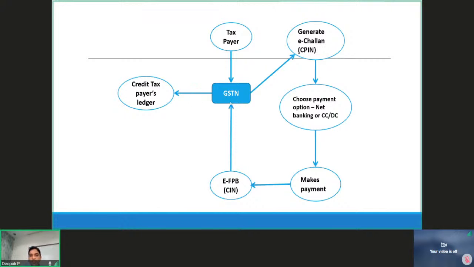Okay, we have seen the challan that it does not have any day, any month or something like that. So it's like a deposit. From there, it comes and gets credited in the electronic cash ledger.